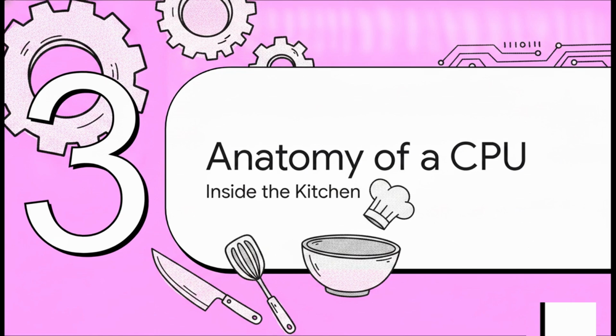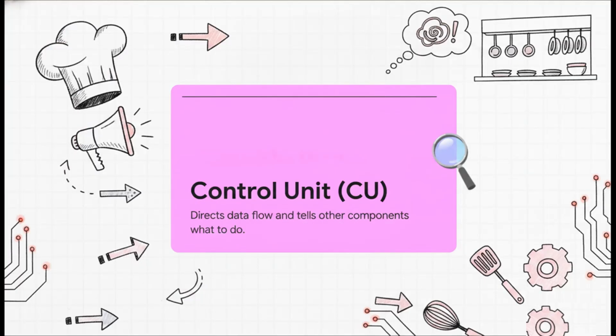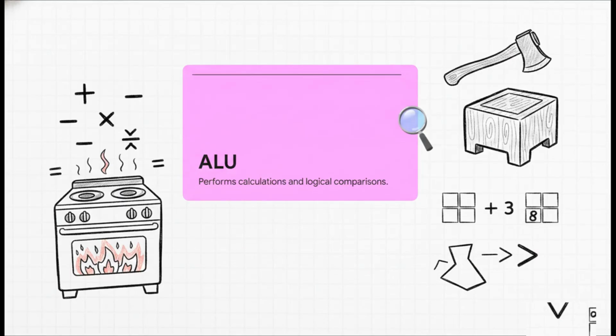Let's step completely inside this kitchen. First up is the control unit, or CU. Think of this as the kitchen's lead expediter. It directs the flow of data and tells all the other components exactly what to do. It's basically the voice shouting out the orders, making absolutely sure every part of the CPU is operating in perfect harmony. Now, if the control unit is giving the orders, the arithmetic logic unit, or ALU, is the heavy-duty chopping block. This is the roaring stove where the actual mathematical heavy lifting and logical comparisons happen. Whenever the computer needs to know if 5 plus 3 is 8, or check if one number is greater than another, it goes straight to the ALU.